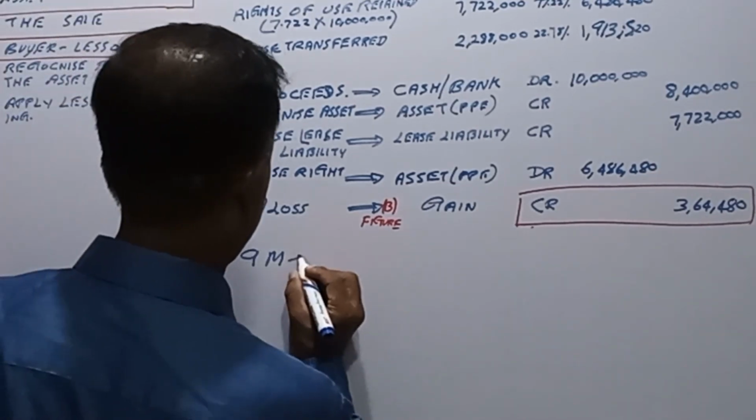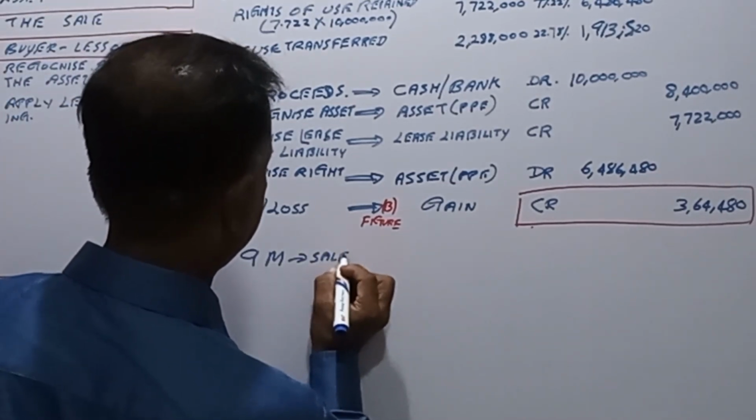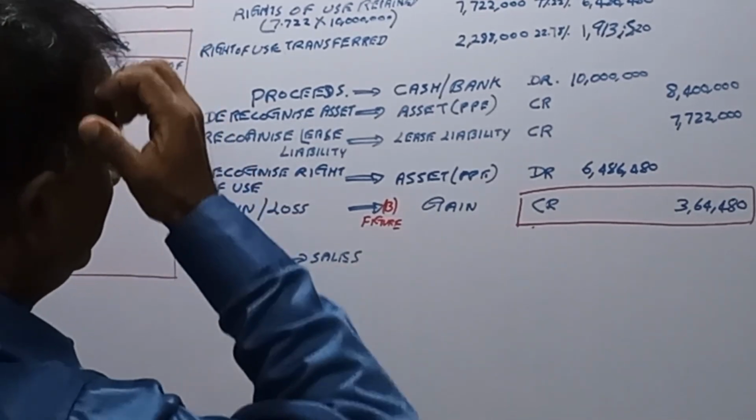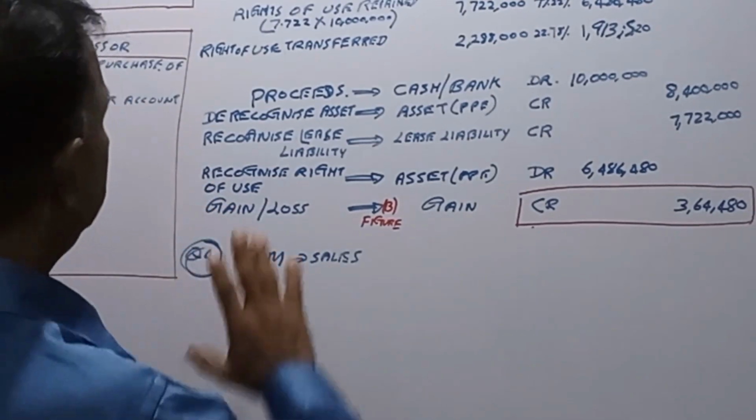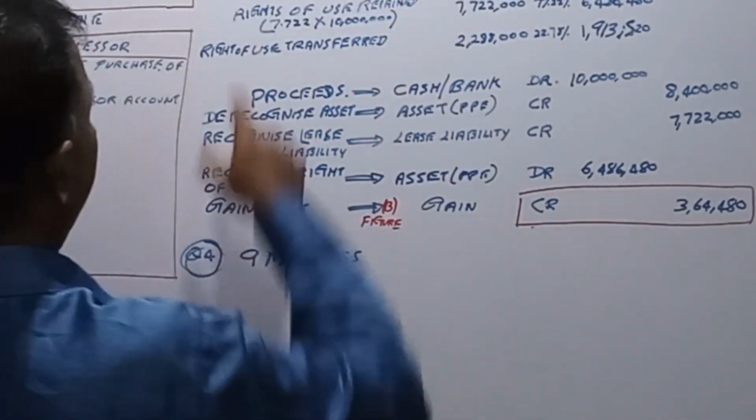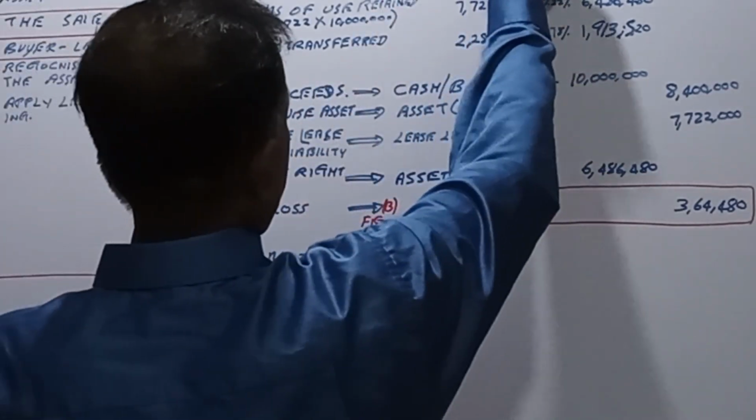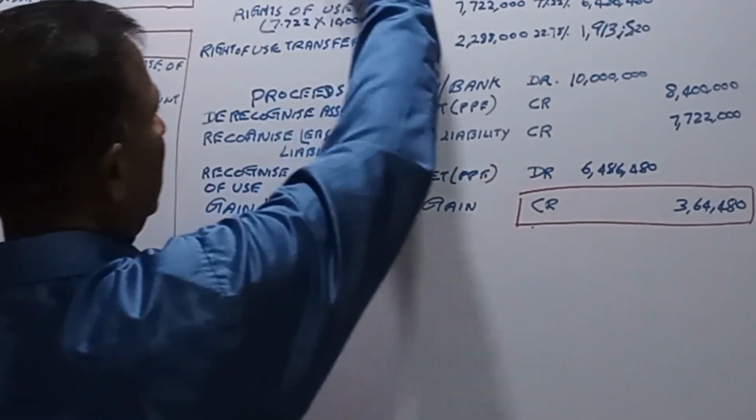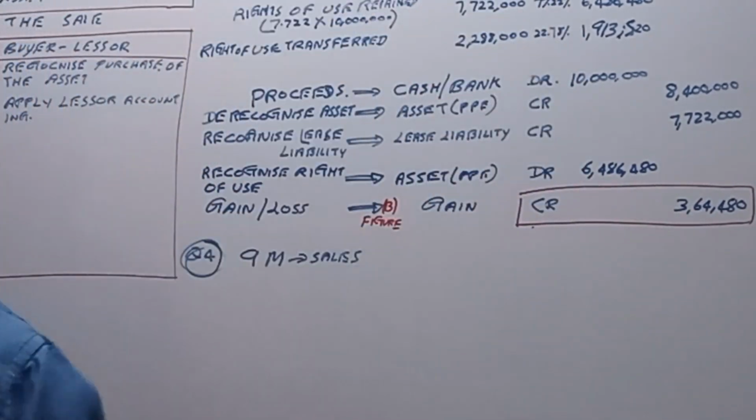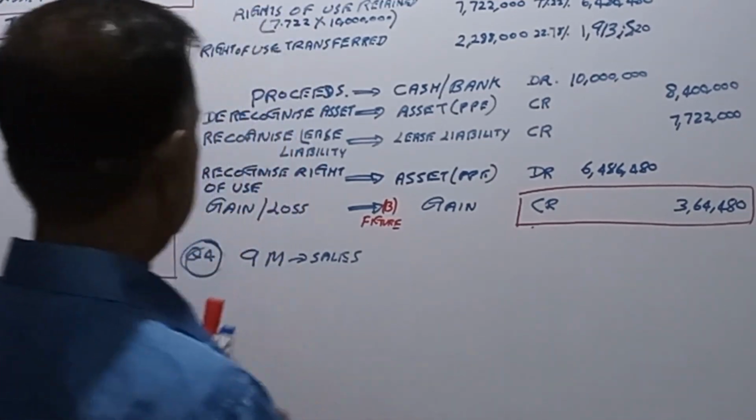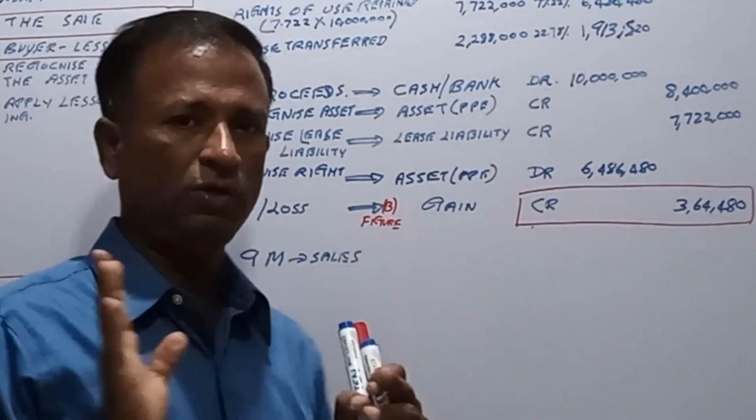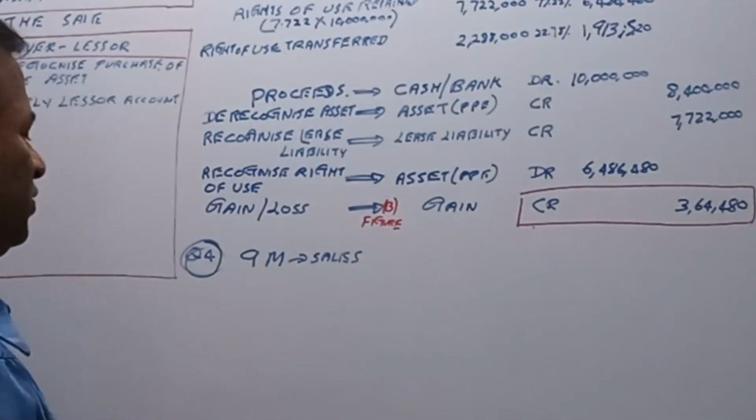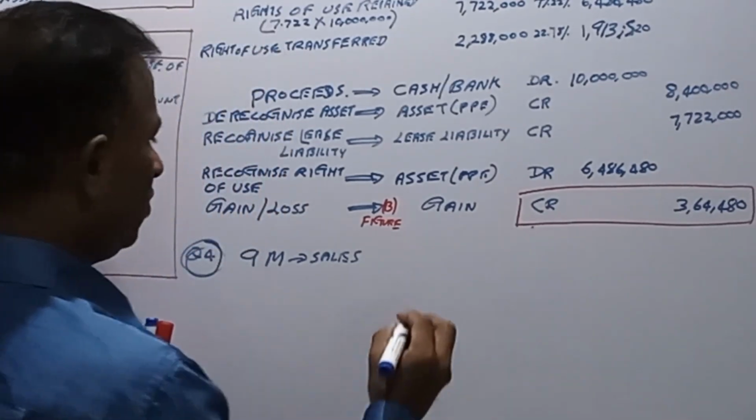Sold at 9 million. So how do you do it? Because the fair value is 10 million. But we are selling at 1 million lower than the fair value. That is the only difference here, nothing else.